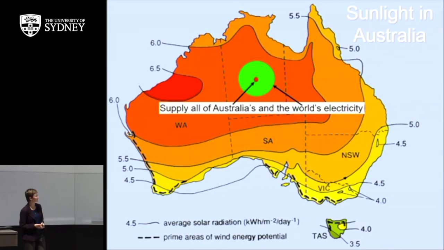What we have here is a map of the solar radiation in Australia, and we have this red dot here, which is the area of Australia that we would need if we wanted to provide all Australia's electricity from solar. And if we were slightly more ambitious and wanted to supply the entire world's electricity, that is the area of Australia that we would need. So you can see, obviously, we do not want to cover a large fraction of the Northern Territory with solar panels, but we have a vast amount, plenty for Australia and plenty more to export to the world if we wanted to do that.